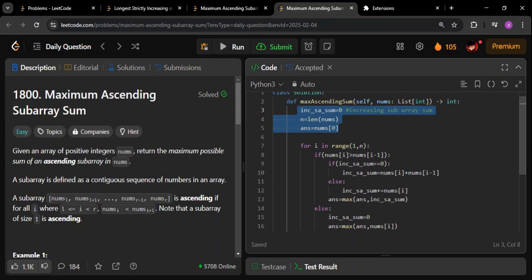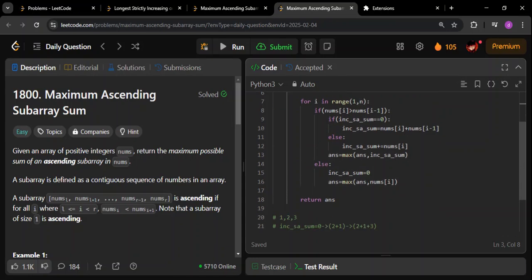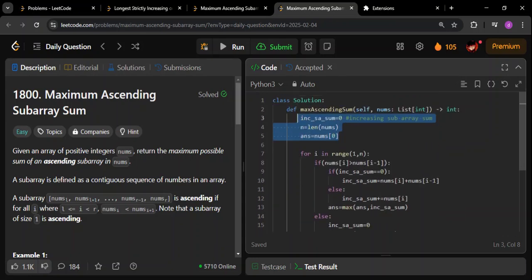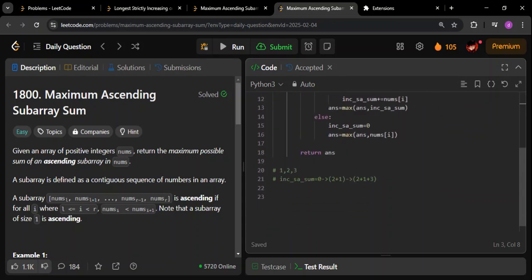Okay, for that reason they are constant space complexity. So O of n time complexity, O of 1 space complexity, right? Yep, and that was all for today's video.